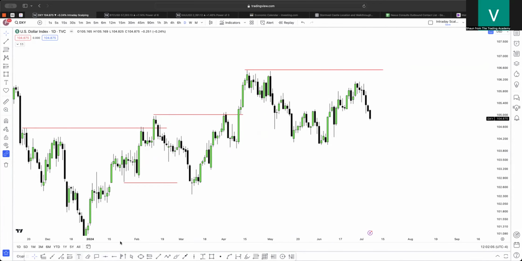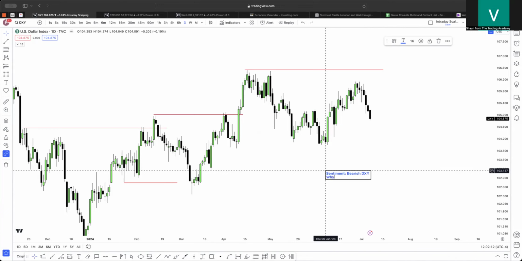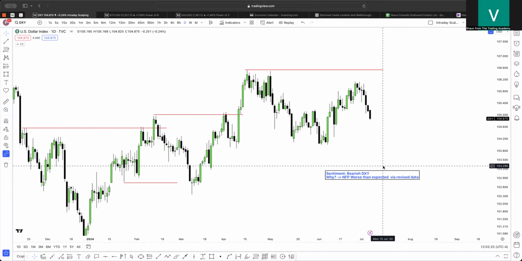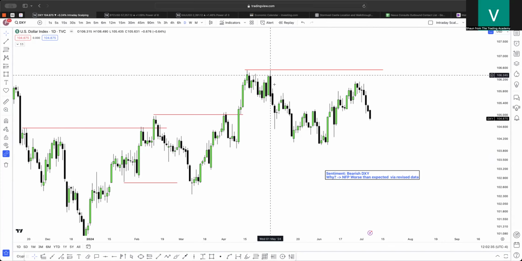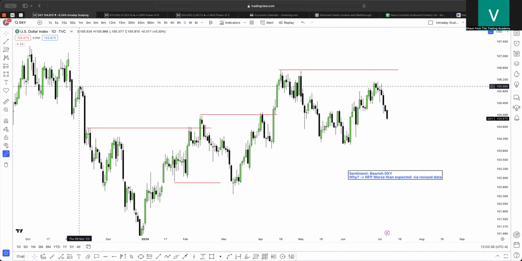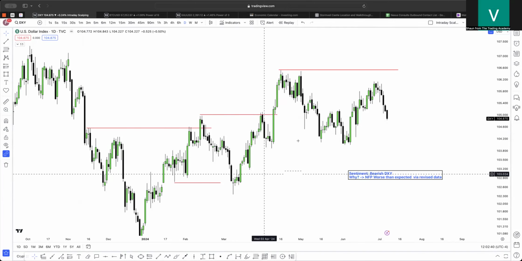We understand that the sentiment is bearish Dixie. Why? NFP worse than expected. We had revised data. So you see NFP, we actually had revised data. Even though it was a bit better than expected, the revision of the data made it worse than expected, therefore making the dollar index bearish. Okay. Right.